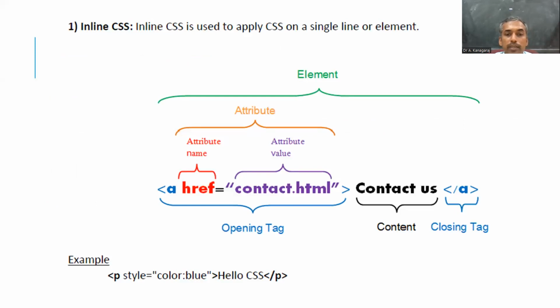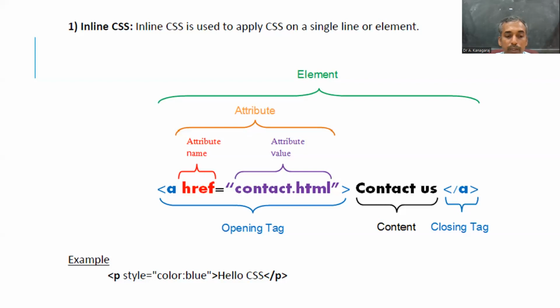So what is inline CSS? Inline CSS means applying style for a single element. Say for example, here they have given an anchor element. So href is nothing but an attribute name, contact.html is an attribute value, and contact us is the content, and the whole together is called an element.